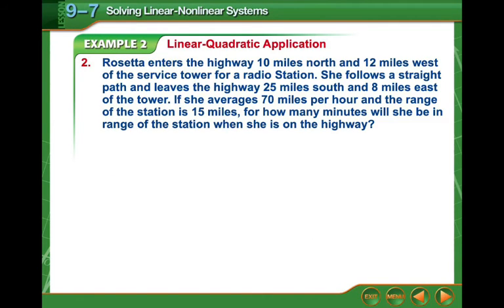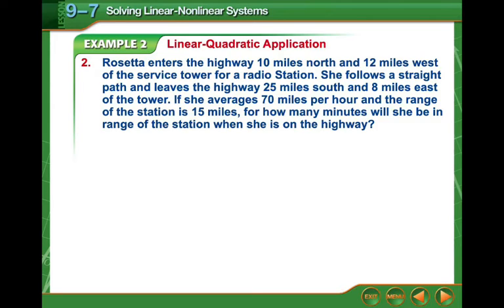So Rosetta enters a highway 10 miles north and 12 miles west of the service tower for a radio station. She follows a straight path and leaves the highway 25 miles south and 8 miles east of the tower. If she averages 70 miles per hour and the range of the station is 15 miles, for how many minutes will she be in the range of the station when she's on the highway?